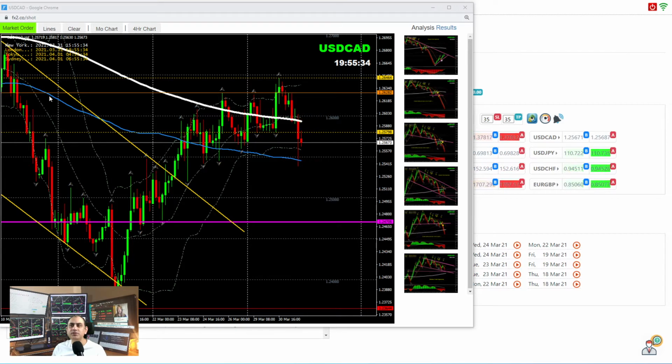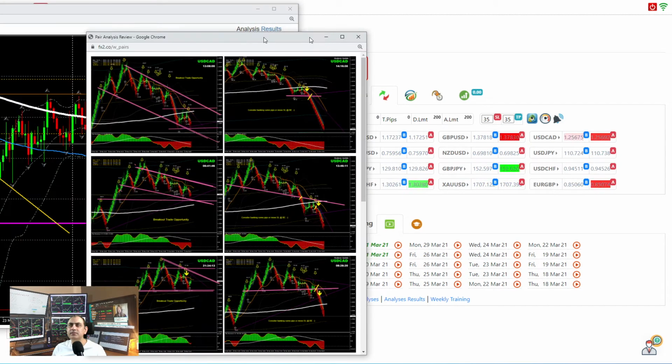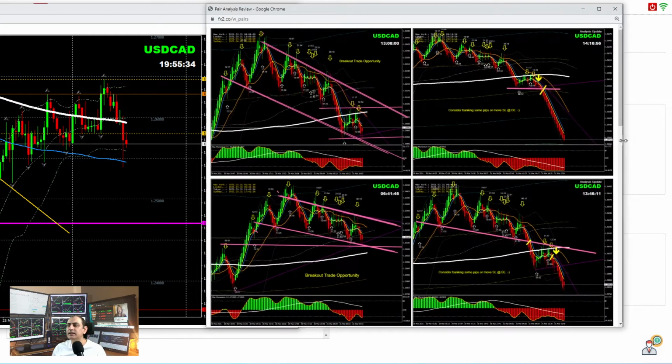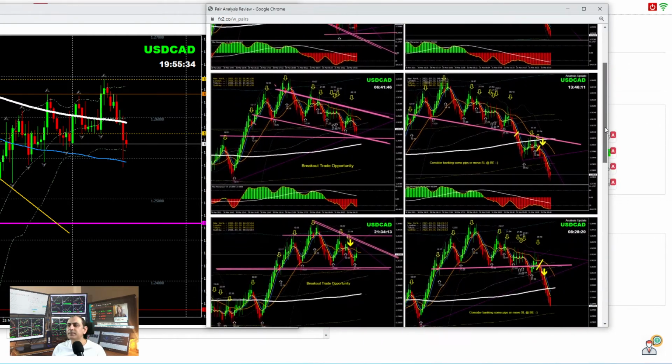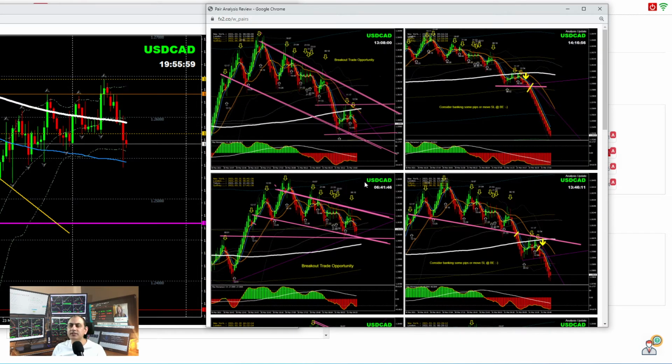Let me share with you the intraday analysis of the Dollar CAD. So you can see here, this was the analysis last night, banks beautiful as I explained this morning. And this was the analysis we did in the London morning session.